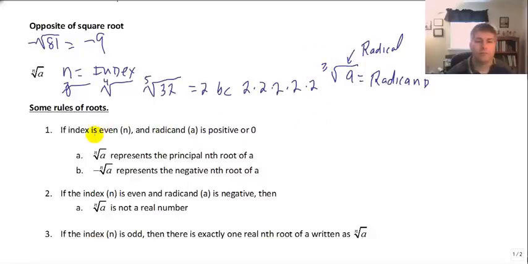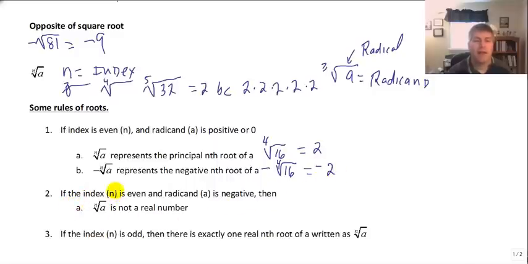So, some rules for roots. If the index is even, so n, if n is even, and the radicand a is positive, or 0, then the nth root of a represents the principal nth root of a. So if we have the fourth root of 16, our radicand is positive, the index 4 is even, so we're just going to have the principal root, which is going to be 2. And then the opposite of the nth root of a represents the negative nth root. So if we had the opposite of the fourth root of 16, that would equal negative 2.